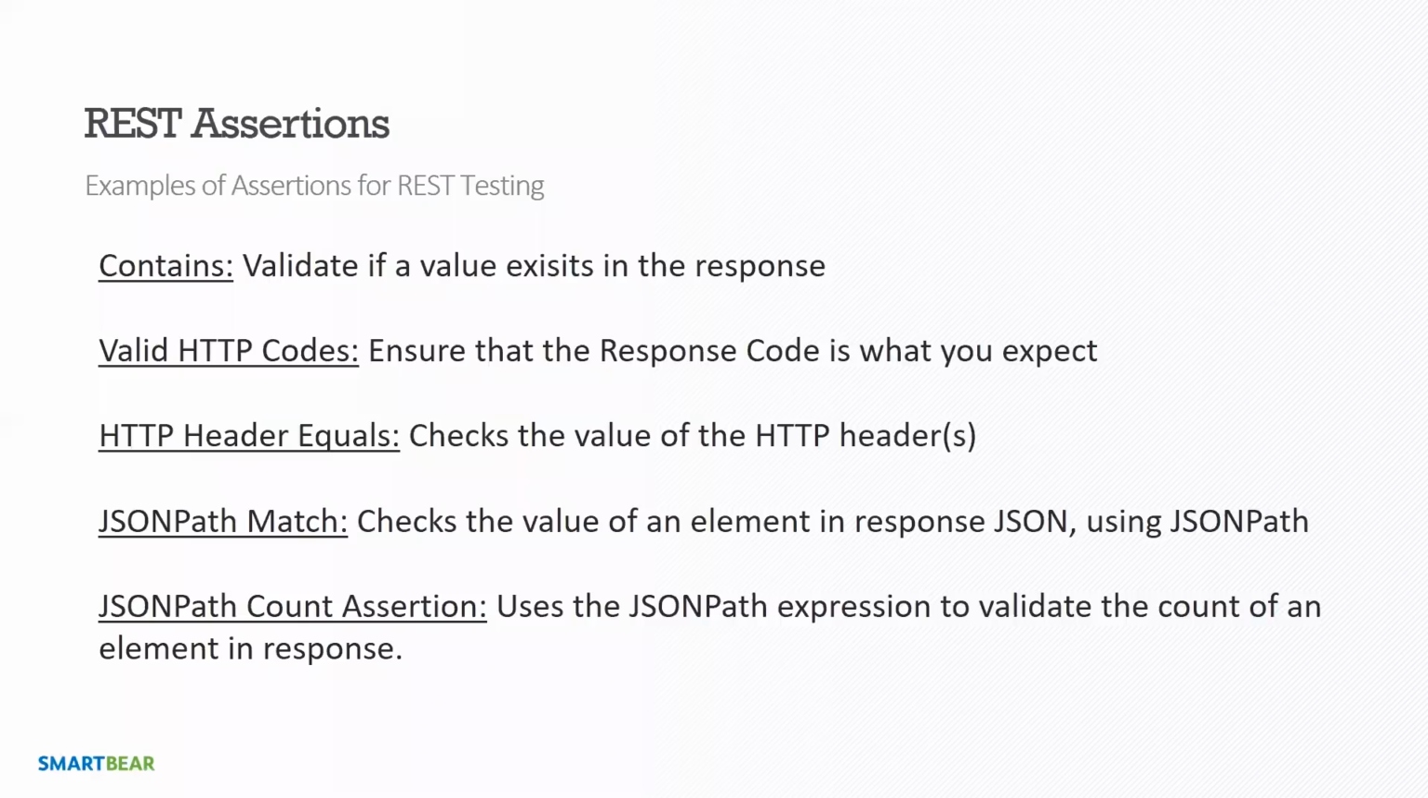And I like to mention JSON path match. While functionally it sounds similar to something like contains, it is different. It is important to make that distinction. Something like a contains assertion is just going to make sure that somewhere in the response this value exists.